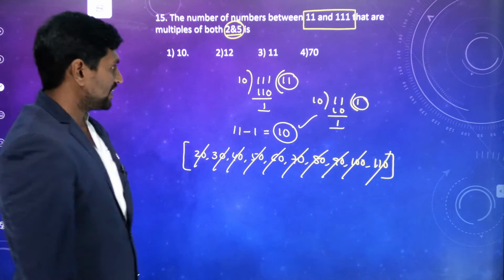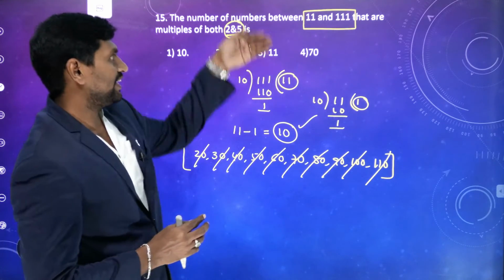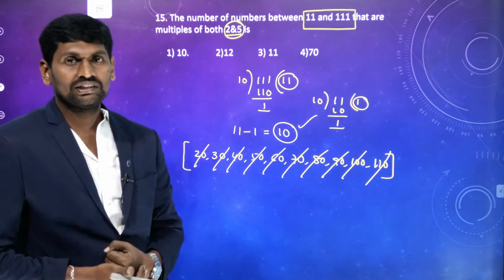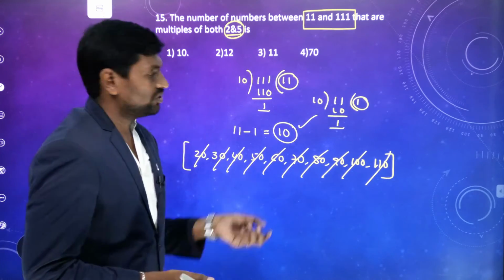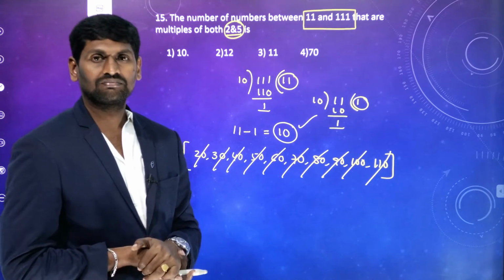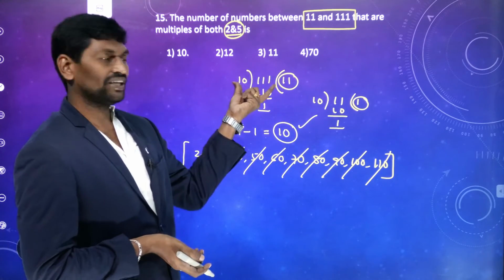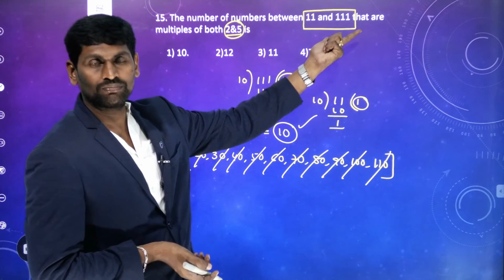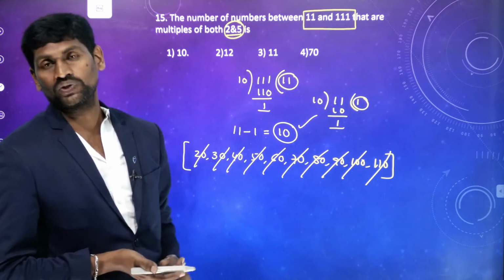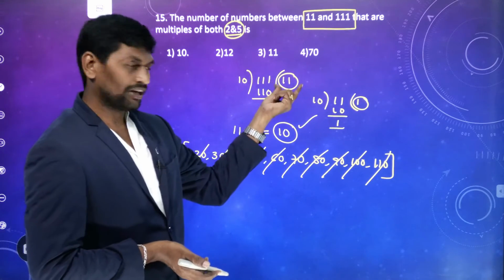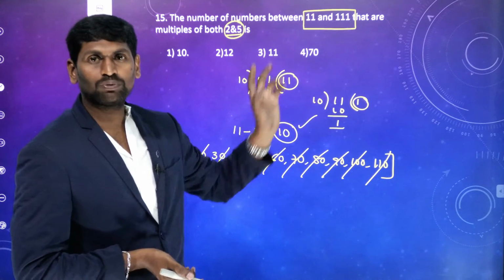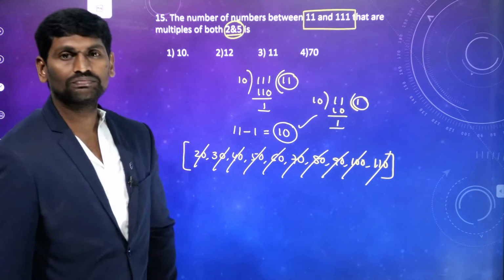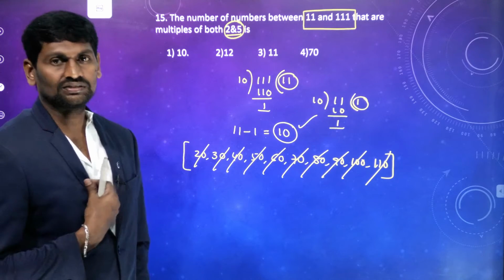Now, why am I saying this method? Instead of 11 to 111, if it is given 300 to 999, then counting will take some time. So simply we can divide like this. First we have to divide the larger number with the 10 table. The larger number means from 1 to that number we are counting. Then divide the smaller number, and subtract both quotients. We will get the required answer. Okay? Shall I go to the next?